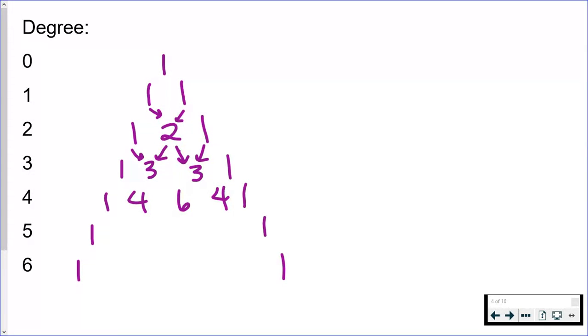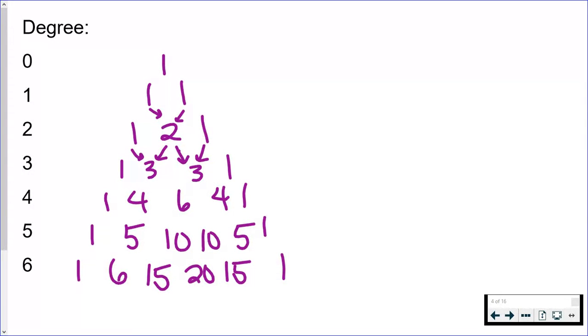So the next row, 1 and 4 is 5, 4 and 6 is 10, 6 and 4 is 10, 4 and 1 is 5. My final row, I've got 1 and 5 is 6, 5 and 10 is 15, 10 and 10 is 20, 10 and 5 is 15, 5 and 1 is 6.